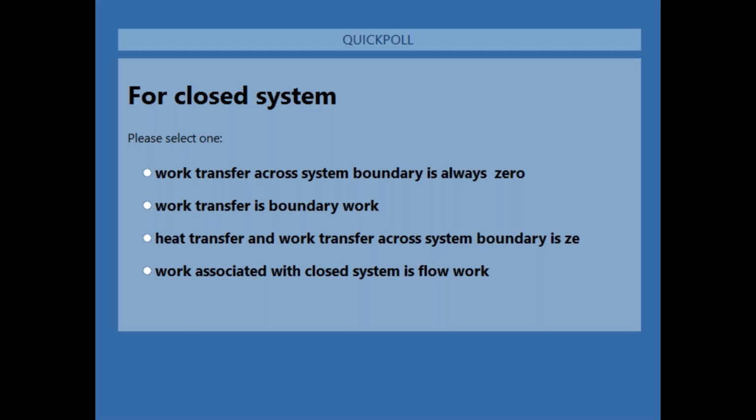So the options are: if there is a closed system, the work transfer is zero. That is the first option. Second option is work transfer is a boundary work. The third option is both the heat transfer and work transfer are zero. And the last option is the work associated with flow system is always the flow work.